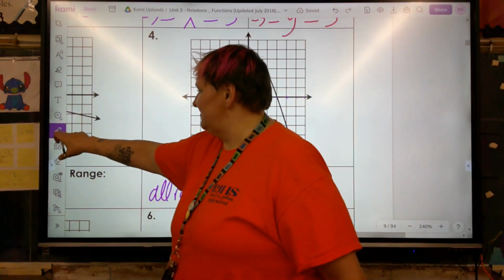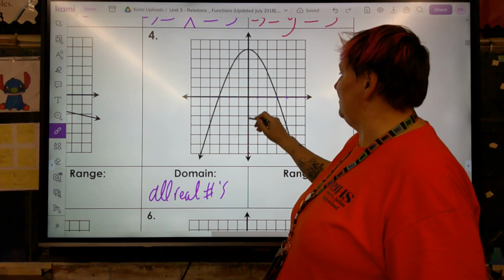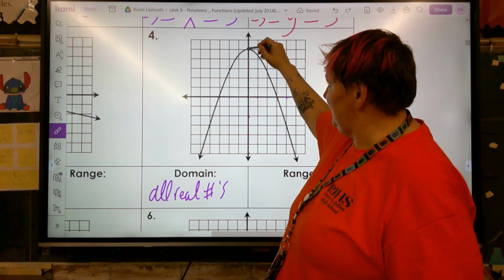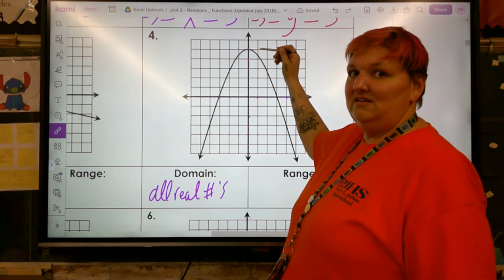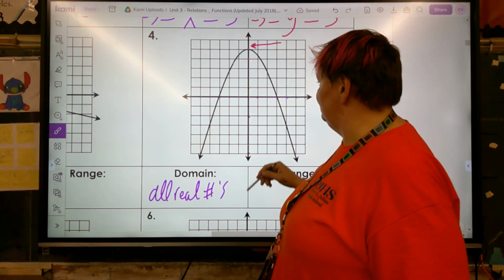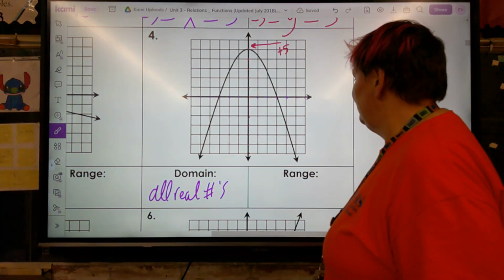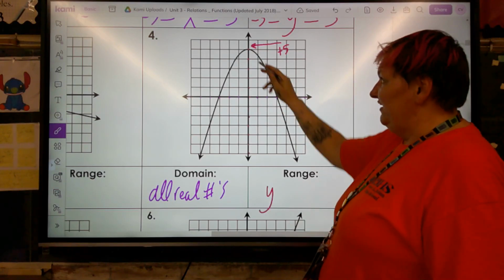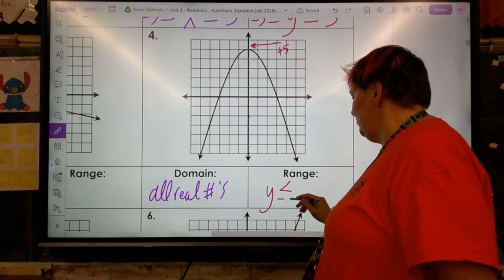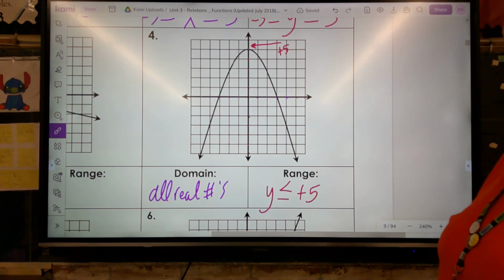Now, range. Because it goes on forever this way, it's going to hit all of those. And it's going to hit this one, and this one, and this one, and this one, and this one, and that's it. It doesn't go any higher than that. So this is the maximum. And that's 1, 2, 3, 4, 5. That's positive 5. Right? So y cannot be greater than positive 5. It has to be less than or equal to positive 5. Those are the limits, the outer boundaries.